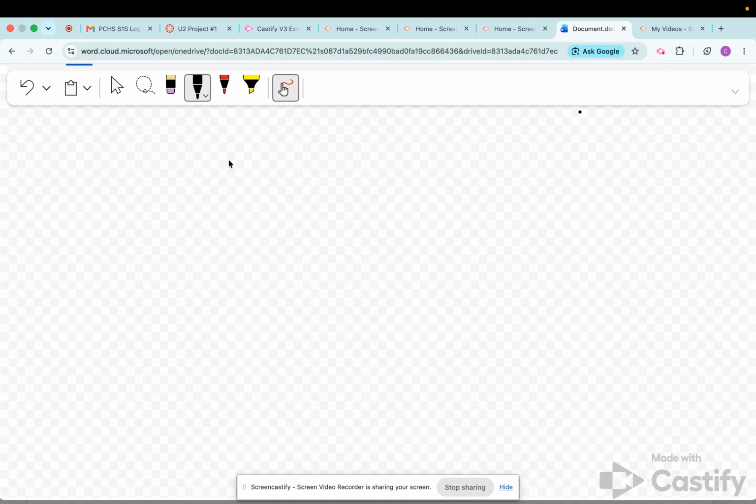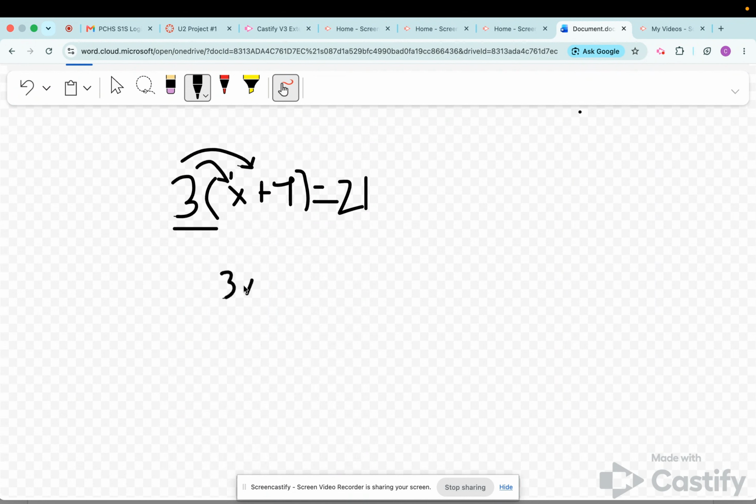Finally, example number 3. We'll do a slightly more difficult one again, building up. 3 parentheses x plus 4, close the parentheses, equals 21. First, use the distributive property and multiply, not divide, my apologies, to each term. 3x plus 12 equals 21.